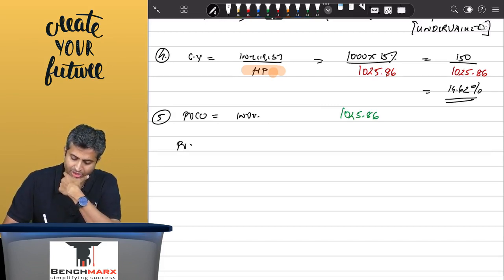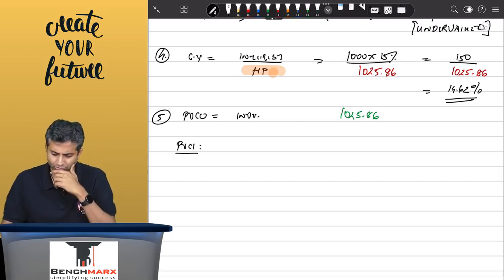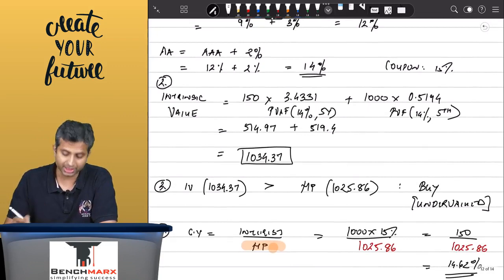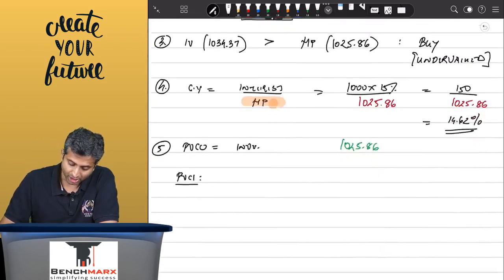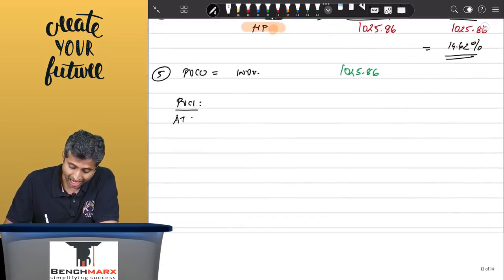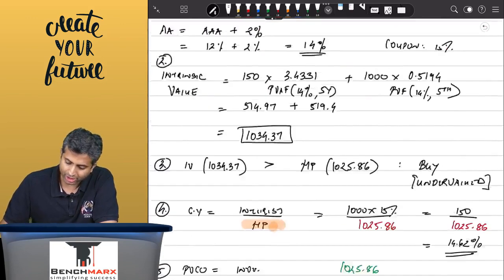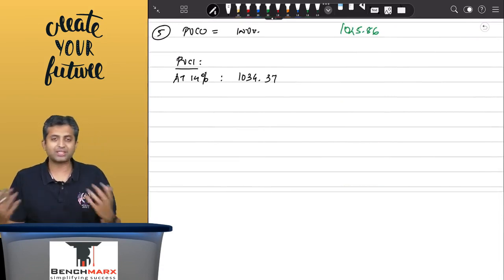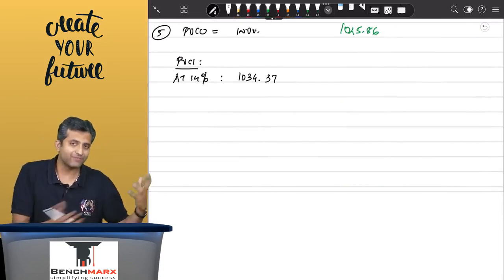You will start at the present value of cash inflow. At what value will you start? Well, to start with, you have already done a working at 14%. At least in this case, you have done a working at 14%. So you say at 14%, the value is 1034. You don't need to do it again. 1034.37. Again, in this question, you have done a working at 14.